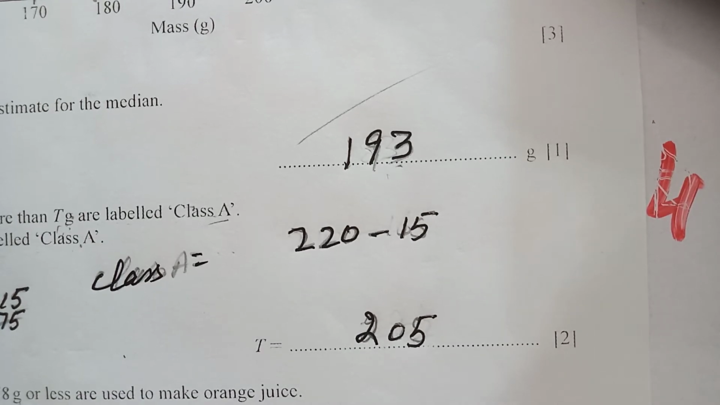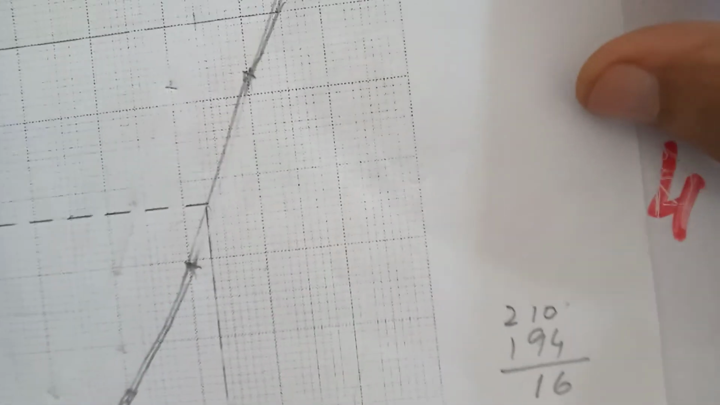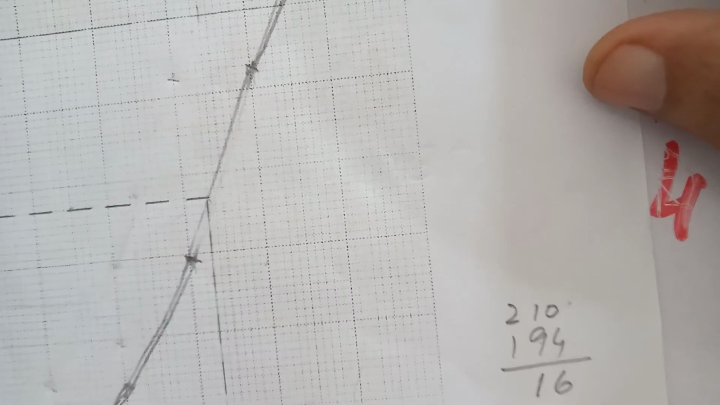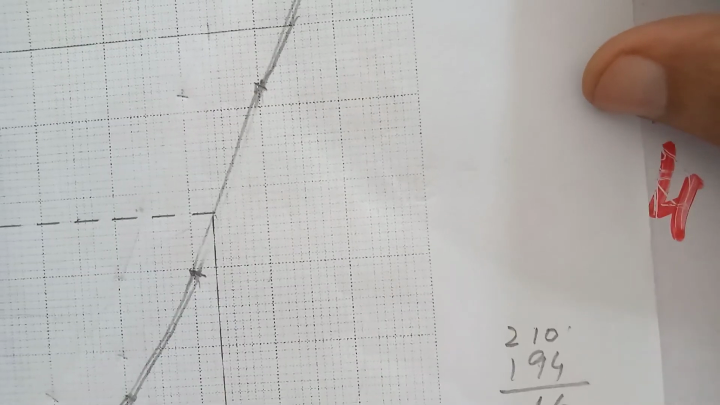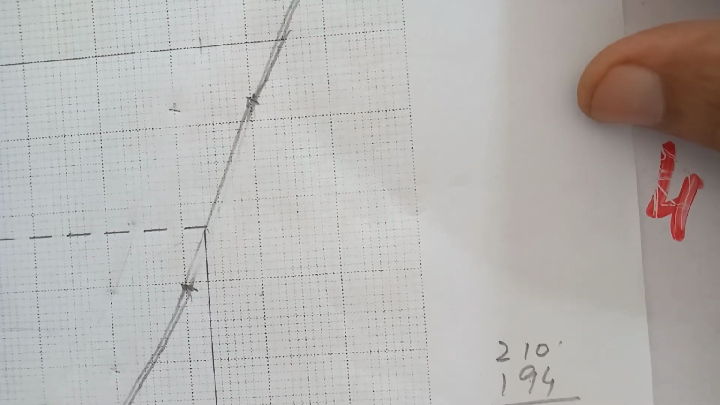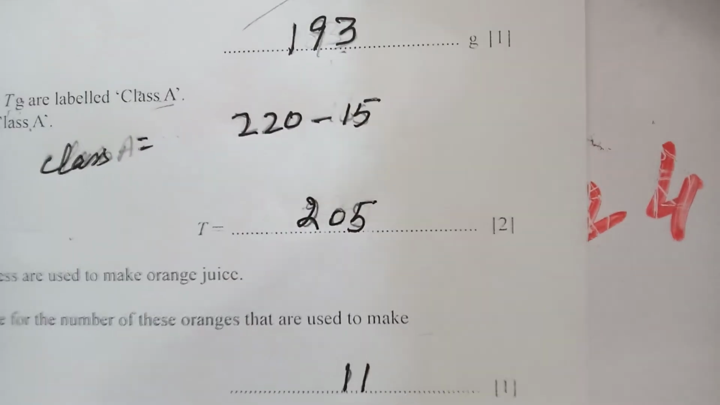In part E, oranges with a mass of more than t grams are sold. I have calculated 20% of 75, that is 15, and from the upside we will measure 15, because he has given more than t grams. So more than is after 60 to 75. In this interval, the values will be 220 minus 15. So 220 minus 15, your answer will be 205.